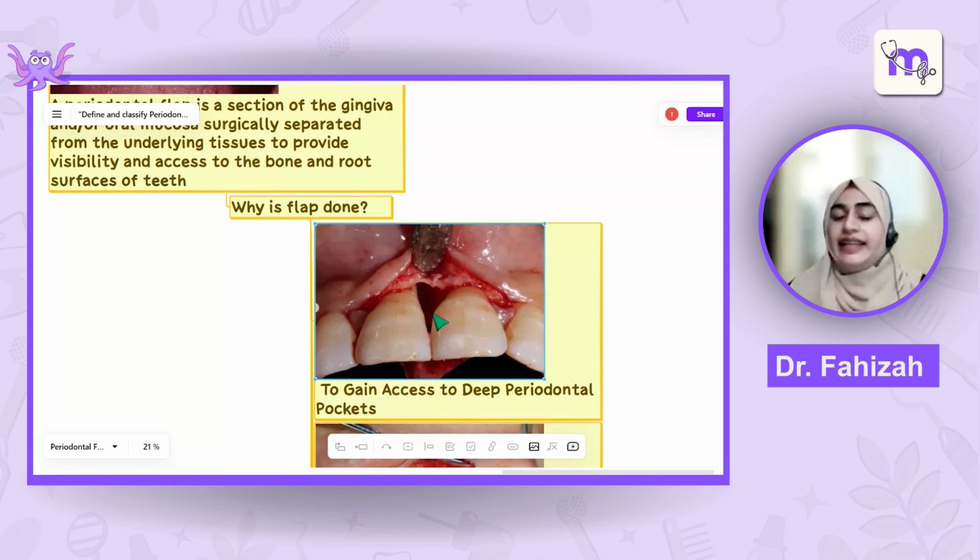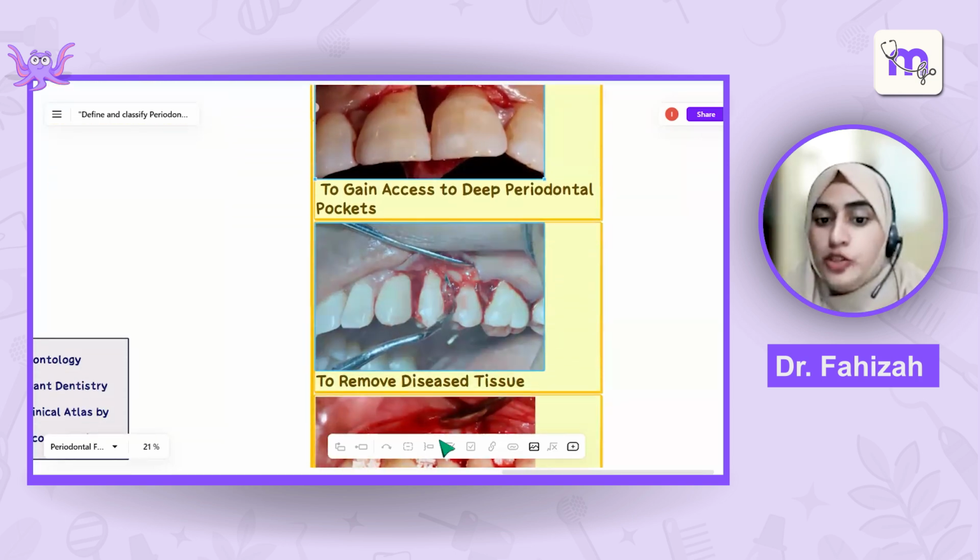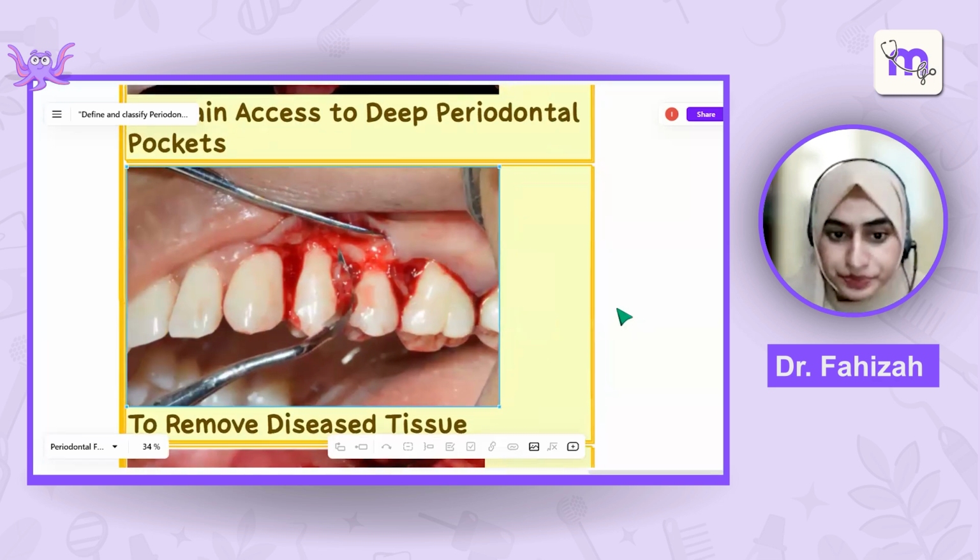But aesthetically, there is absolutely no problem. The gingiva is covering beautifully. But we know that there is a pocket after seeing the X-ray. But how to get access to it? That's when we open the flap. What are the other reasons? To remove the tissues. When we open the flap, you can see these granulation tissues over here.